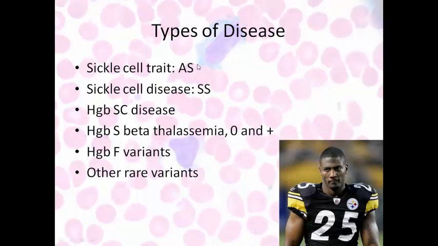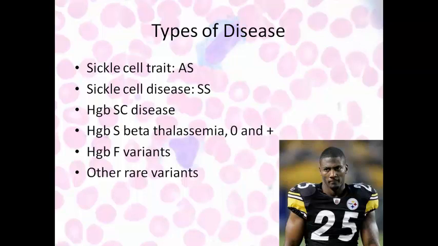That's this one right here. So I have one normal copy of the gene, the A gene, and then one copy of the sickle cell gene, the S gene. So trait is AS, sickle cell disease is SS, and then there are other variations. Some people have an S gene and then a C gene. It's just another kind of hemoglobin. It's not as bad as S hemoglobin, but it's not normal either. So this is sort of in between being unaffected and having sickle cell disease.